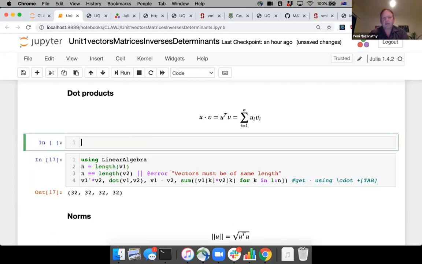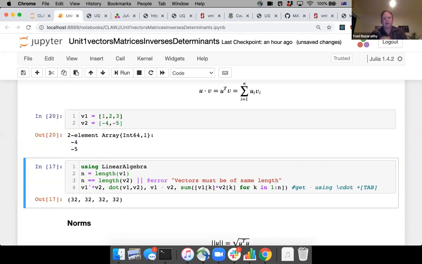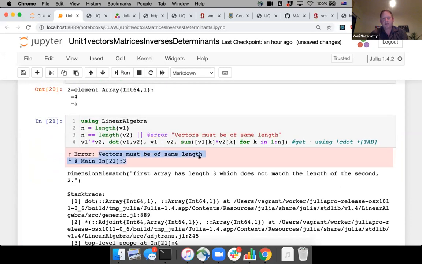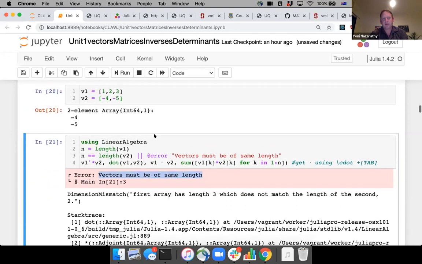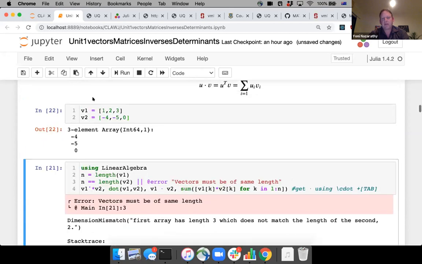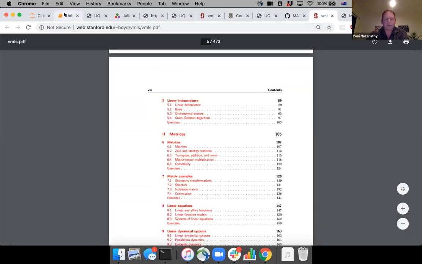So if I put above v1 is 1, 2, 3, and v2 is -4, -5. I've evaluated the cell above. Now I'm evaluating this cell. That error was my error, which I ran here. Okay, but if v2 is going to be -4, -5, 0, etc. So let's make this a bit more concrete. Let's use the inner product here. Look at the course grading: 15, 15, 15, 15, 15, and 25. So you can use the inner product to compute a grade.